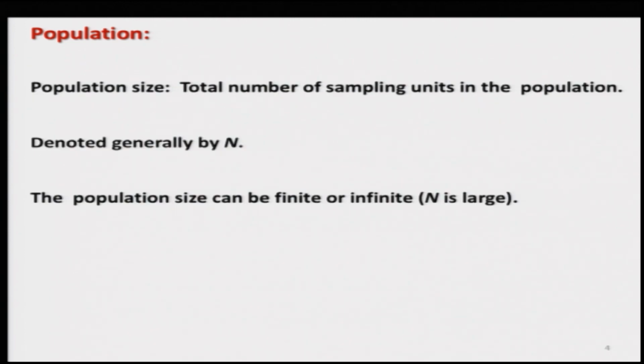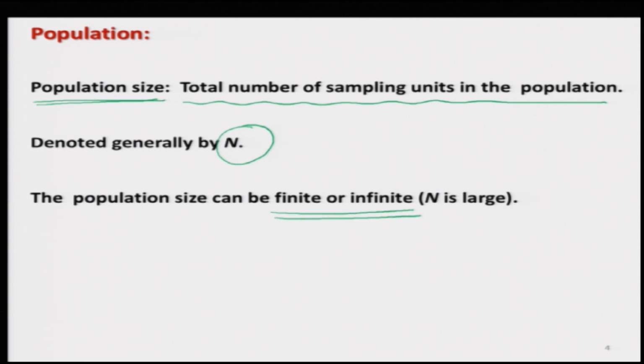Now, another concept is population size. How do we define the population size? This is the total number of sampling units in the population. This is called the population size, and in sampling theory we will generally denote it by capital N. Now, this population size can be finite or infinite. The question here is: what do we really mean by finite or infinite? So, there are two aspects. One aspect is mathematical.